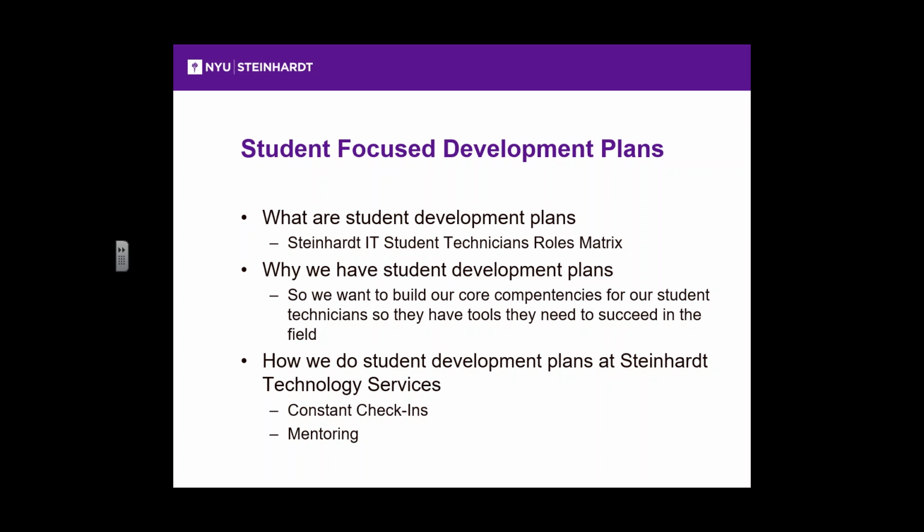So the student-focused development plan is a 6-month plan that we use to develop our new student technicians, particularly in the roles of the student roles matrix, which I will show you after this slide. Why do we have the student development plan? Well, we want to build the core competencies for our student technicians so they have the tools to succeed in the field. And we do this in multiple ways. We have constant check-ins and mentoring. So what benchmarks do we want to hit?